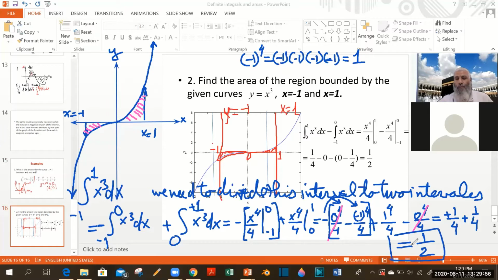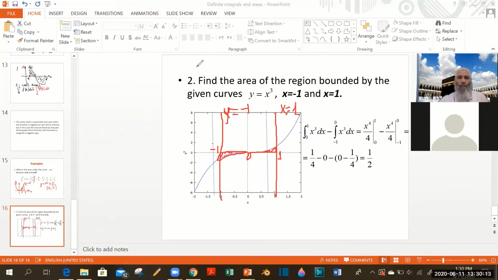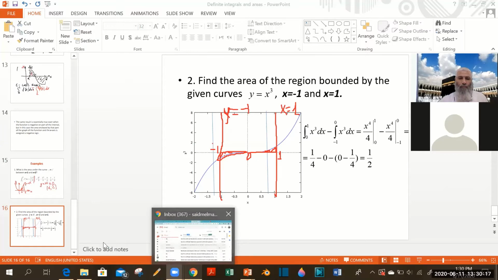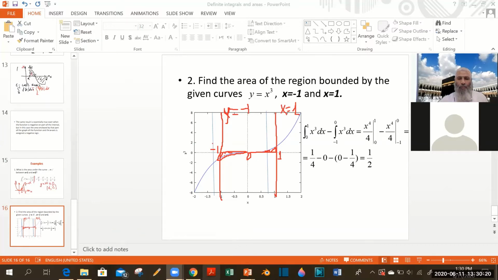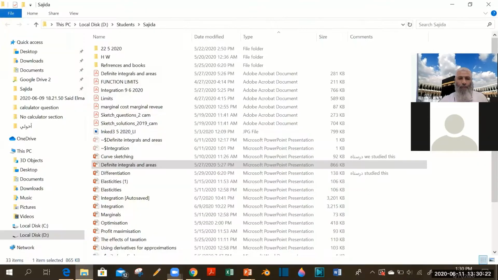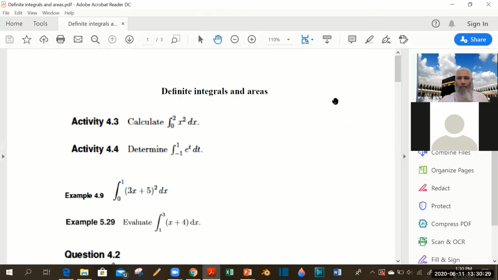Okay. Yes. Either there are more examples or it's already complete. I think, yes, we have a file here. This one. Oh, yes.